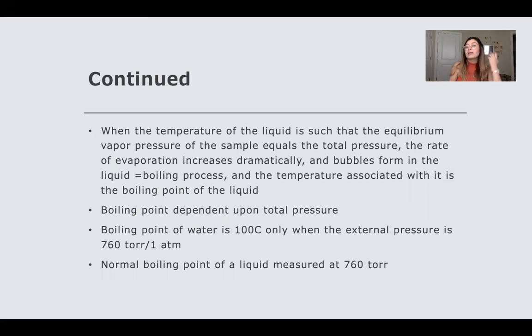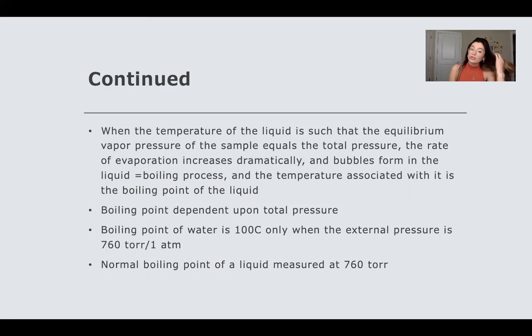Okay, this is a continuation of the open system. When the temperature of the liquid is such that the equilibrium vapor pressure of the sample equals the total pressure, the rate of evaporation increases dramatically and bubbles form. So if you start noticing this, you're going to notice that this is the boiling process. And the temperature associated with the boiling process is going to be your boiling point. The boiling point is dependent upon total pressure.